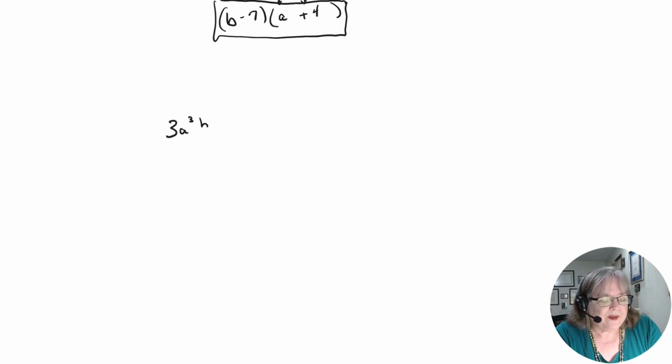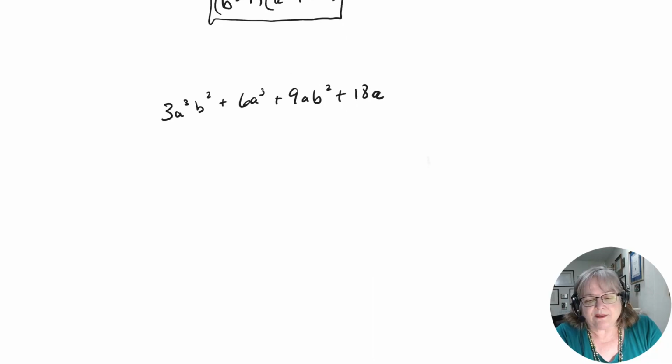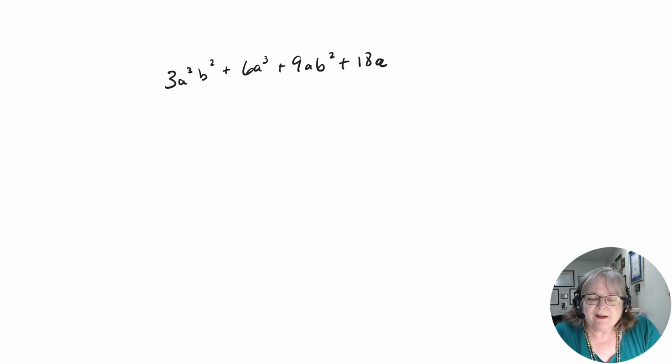3A cubed B squared plus 6A cubed plus 9AB squared plus 18A. And you're like, well, that's kind of more complicated. They're not like terms. I can't add any together. Is there anything in common to factor out? Make it a little bit easier. 3 goes into everything, and each term has at least an A in it. So I'm going to say 3A.